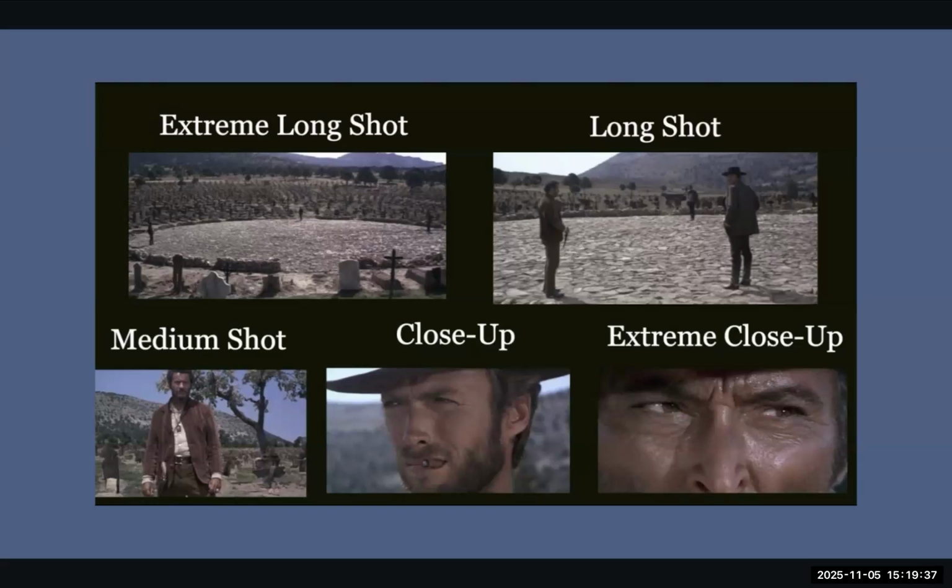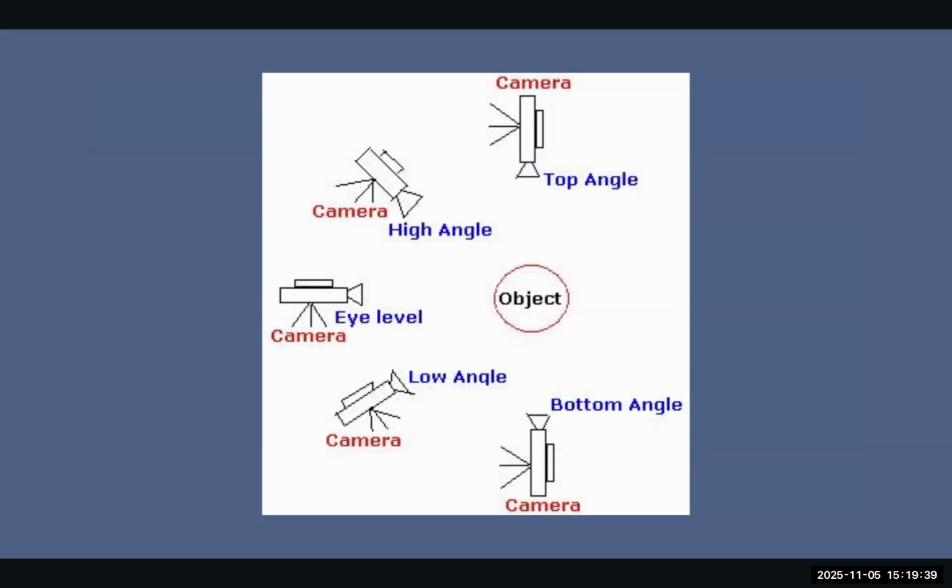And then beyond that, we have camera angles, which can also be really important in telling the story. Typically, a lot of the time, things are shot at eye level, just straight on with a character or an object.